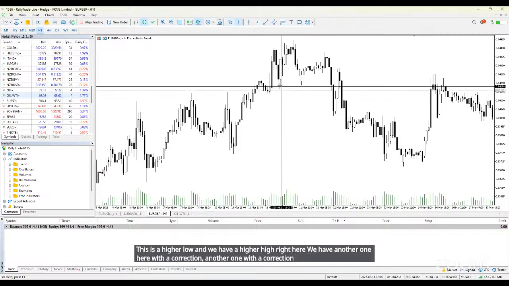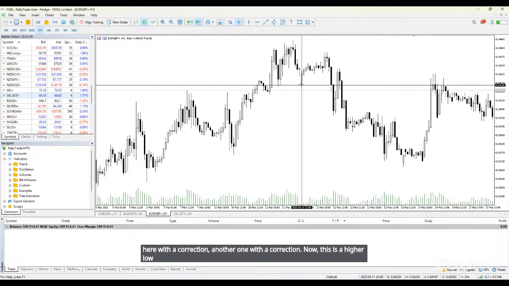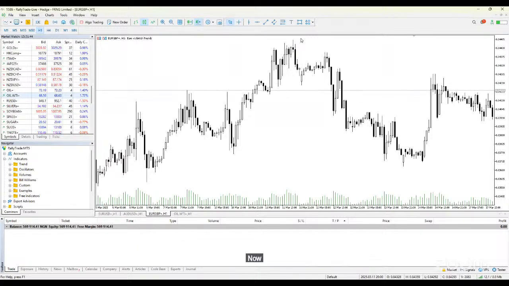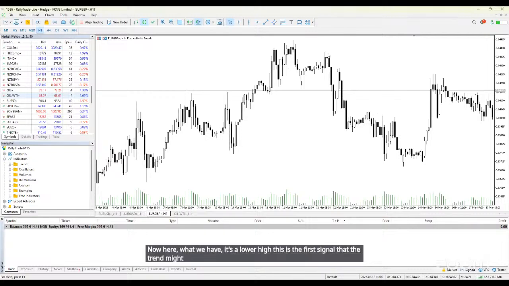Now this is a higher low. This is a higher low, which is very important. Now here, what we have is a lower high. This is the first signal that the trend might change.